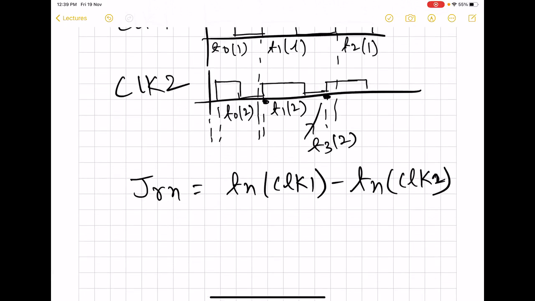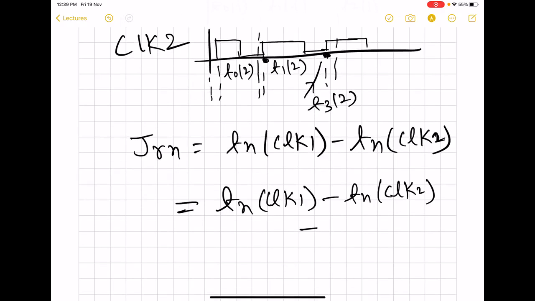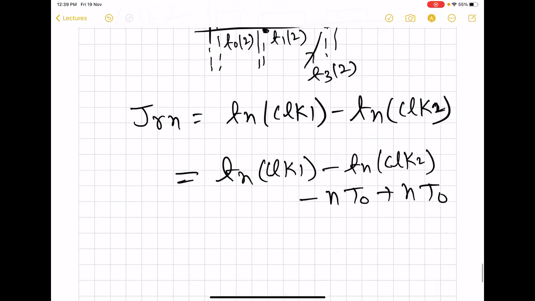But this jitter can also be expressed in terms of absolute jitter. So what we can do is add and subtract n times T naught, where T naught is the expected period of those two clocks. Or if we had an ideal clock, then T naught would have been the period of each cycle. So now we can rearrange them.